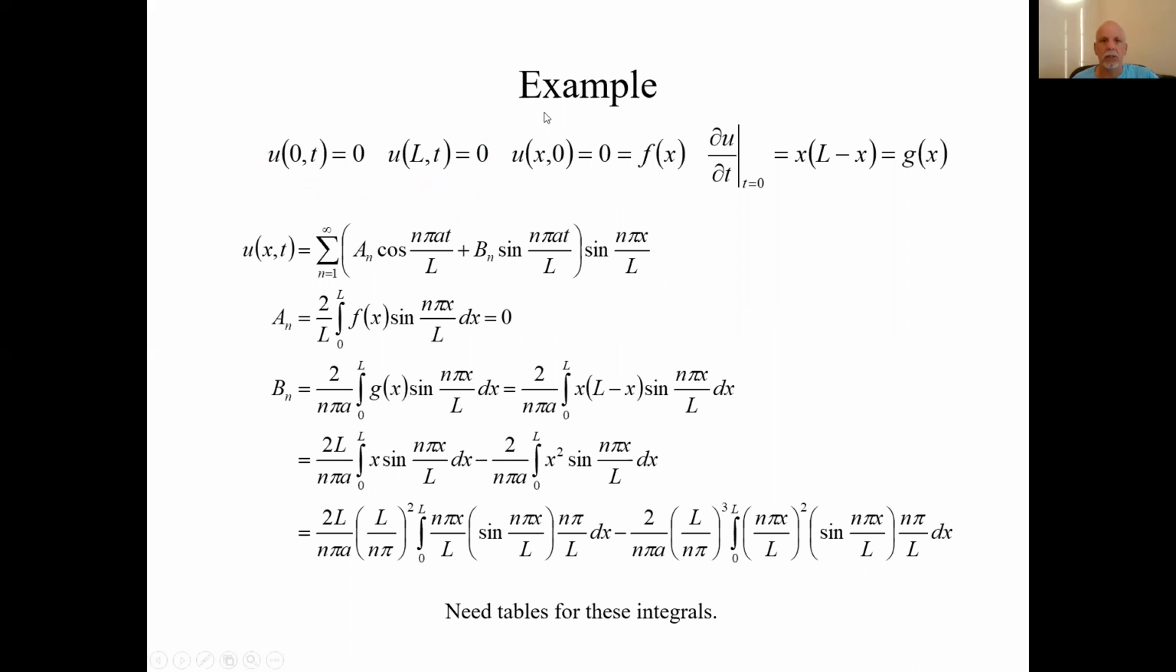Same boundary conditions, but you actually have specific initial conditions. So not just a general f of x and general g of x, but actual functions. In this case, f of x was 0, initial displacement, so it wasn't initially displaced at all, but it did have an initial velocity of this function here.